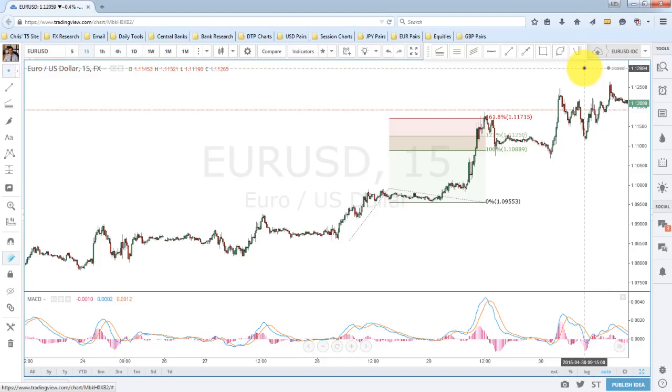Okay, so let's go ahead and talk about the next section. It's pretty short: Fibonacci time extensions. We only use time extensions for really one purpose.